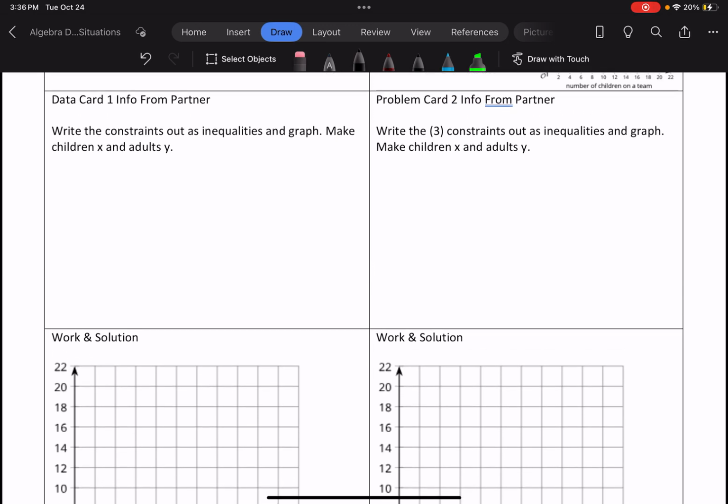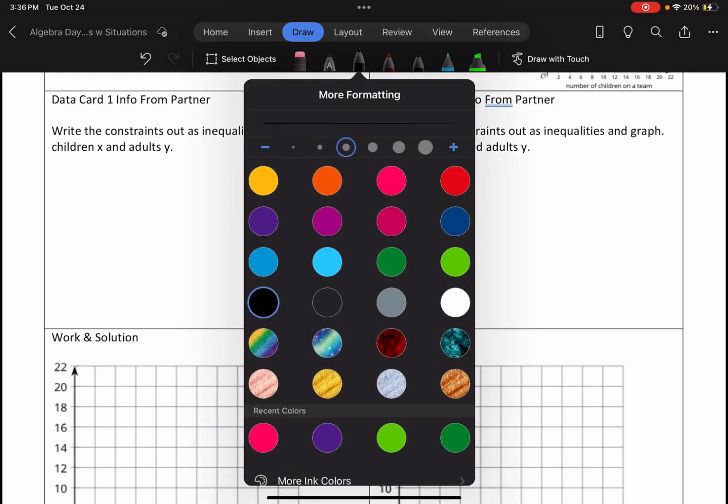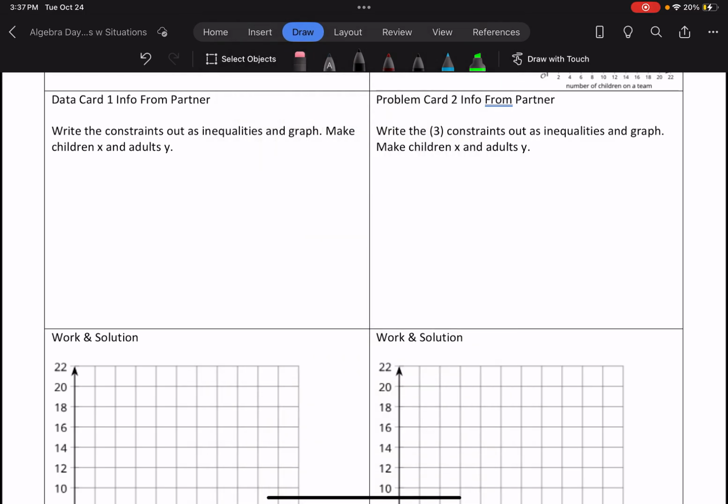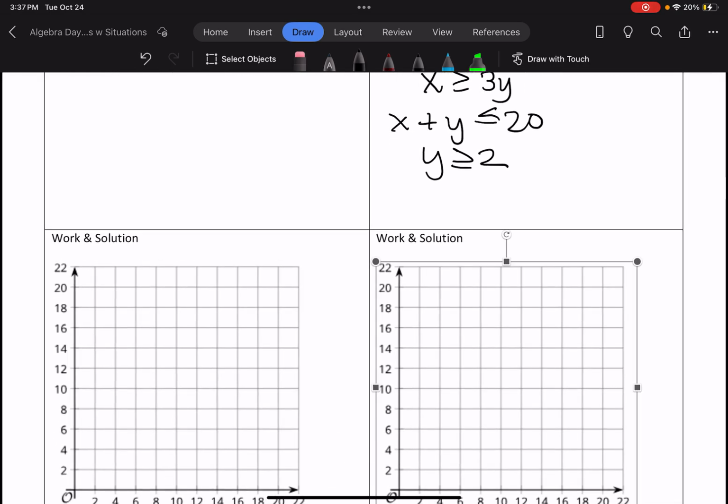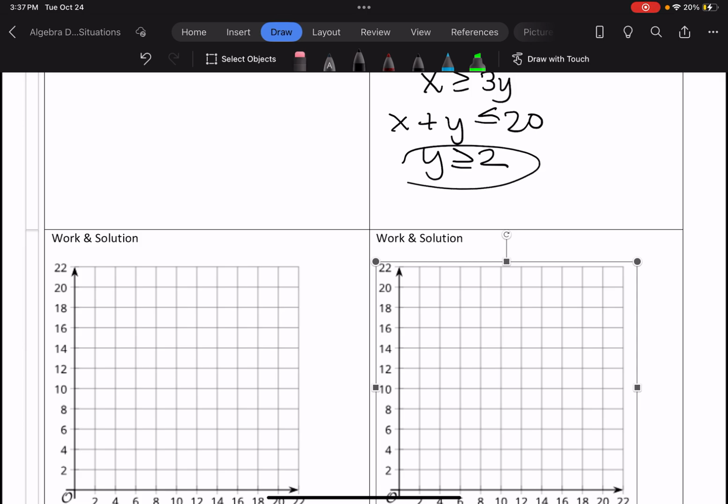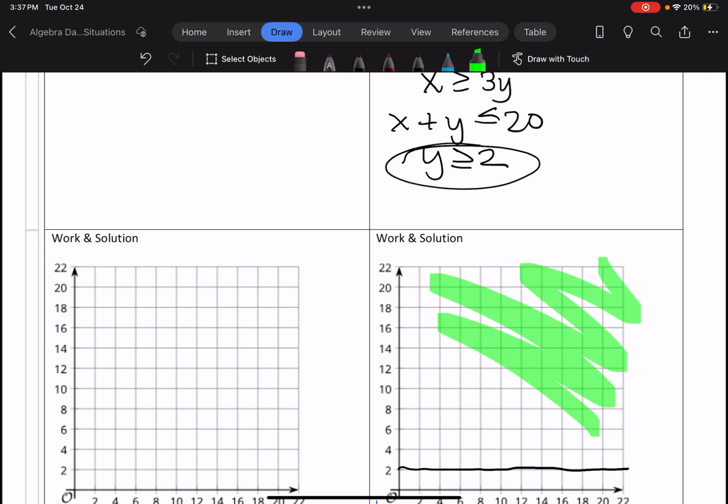I'm only going to go over problem card number 2, because we mostly did 1 in class today. But we have x is greater than or equal to 3y, x plus y is less than or equal to 20, and y is greater than or equal to 2. If you graph these, let's start with this one. This is the easiest one to graph, right? We're starting with y is greater than or equal to 2, horizontal line. Everything above that line is going to be shaded.